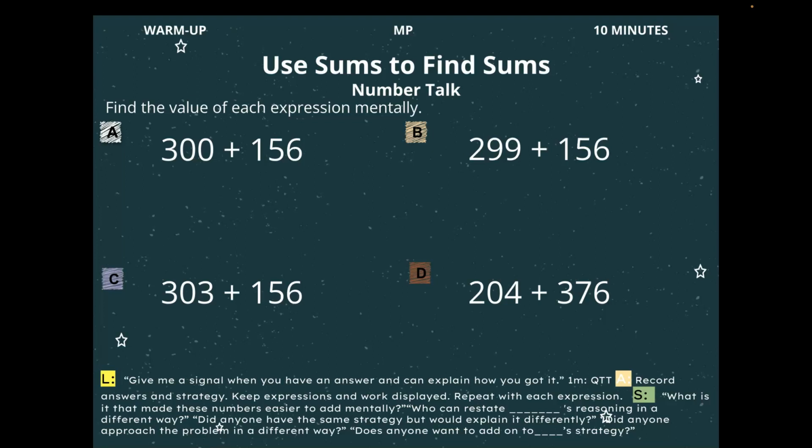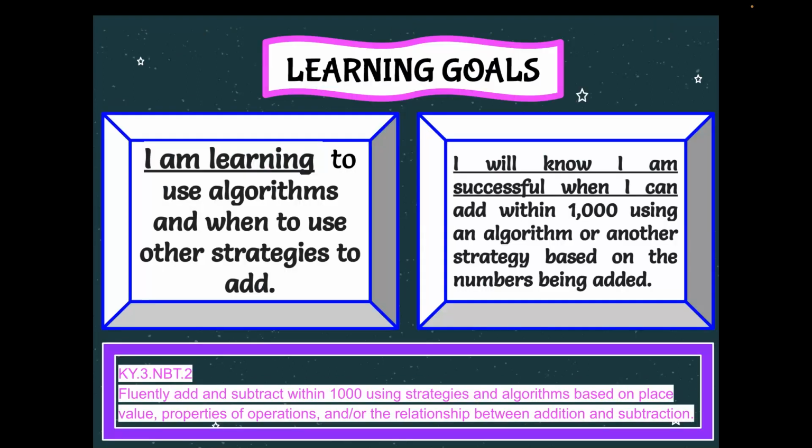So today we're learning to use algorithms and when to use other strategies to add. And you will know that you are successful when you can add within 1,000 using an algorithm or another strategy based on the numbers being added.